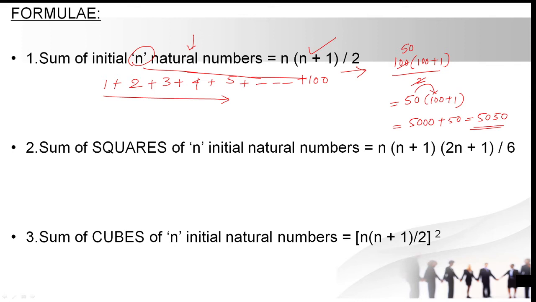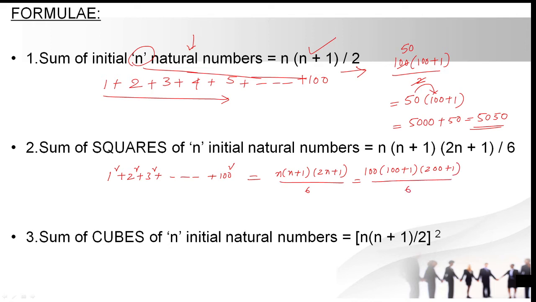The next series is the sum of the squares of n initial natural numbers. Squares in the sense we will take 1 square, 2 square, 3 square, and so on, let us say 100 square. For this the formula is n into n plus 1 into 2n plus 1 by 6. In the place of n, we can just substitute 100. Is it okay? Yes. So now we can calculate the answer. Okay, this is the case of the second series.